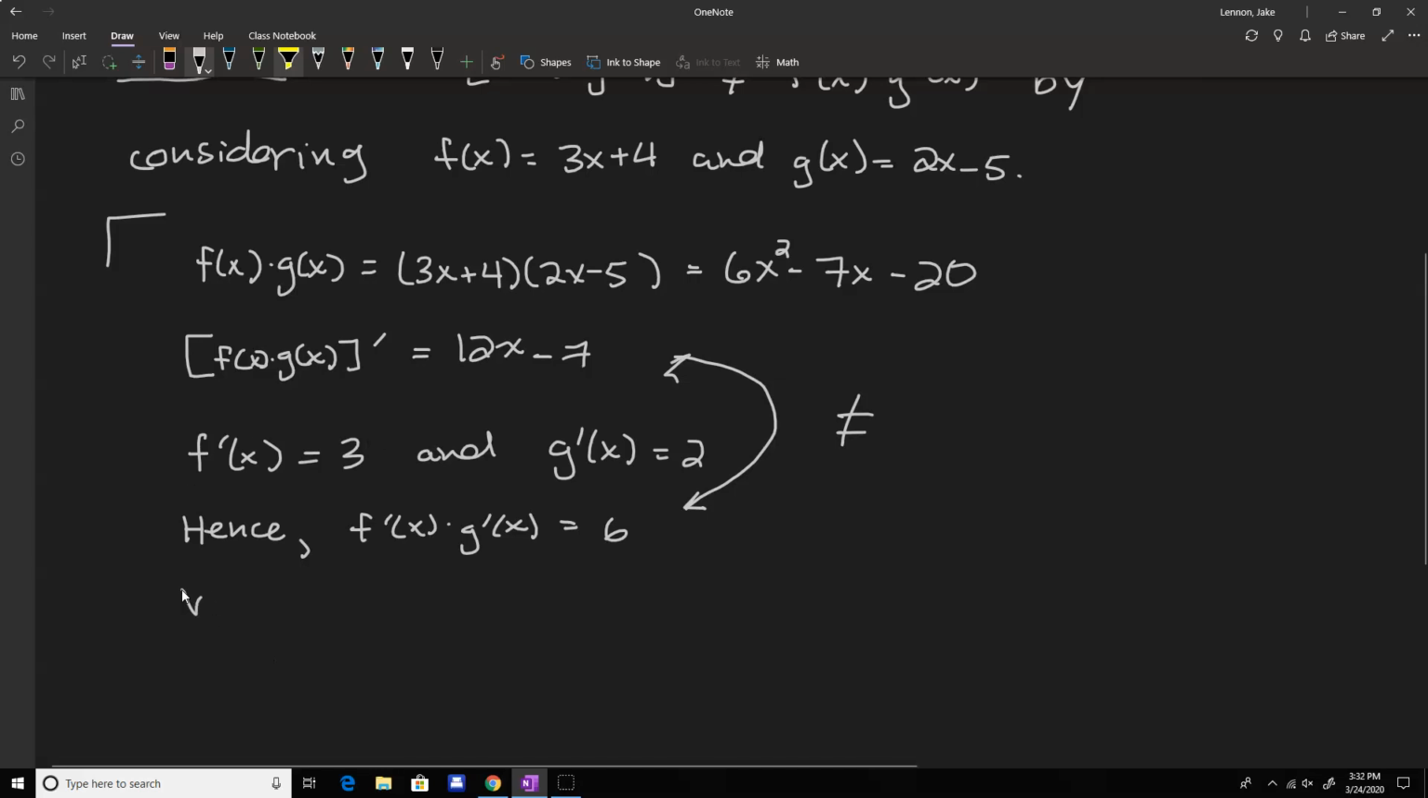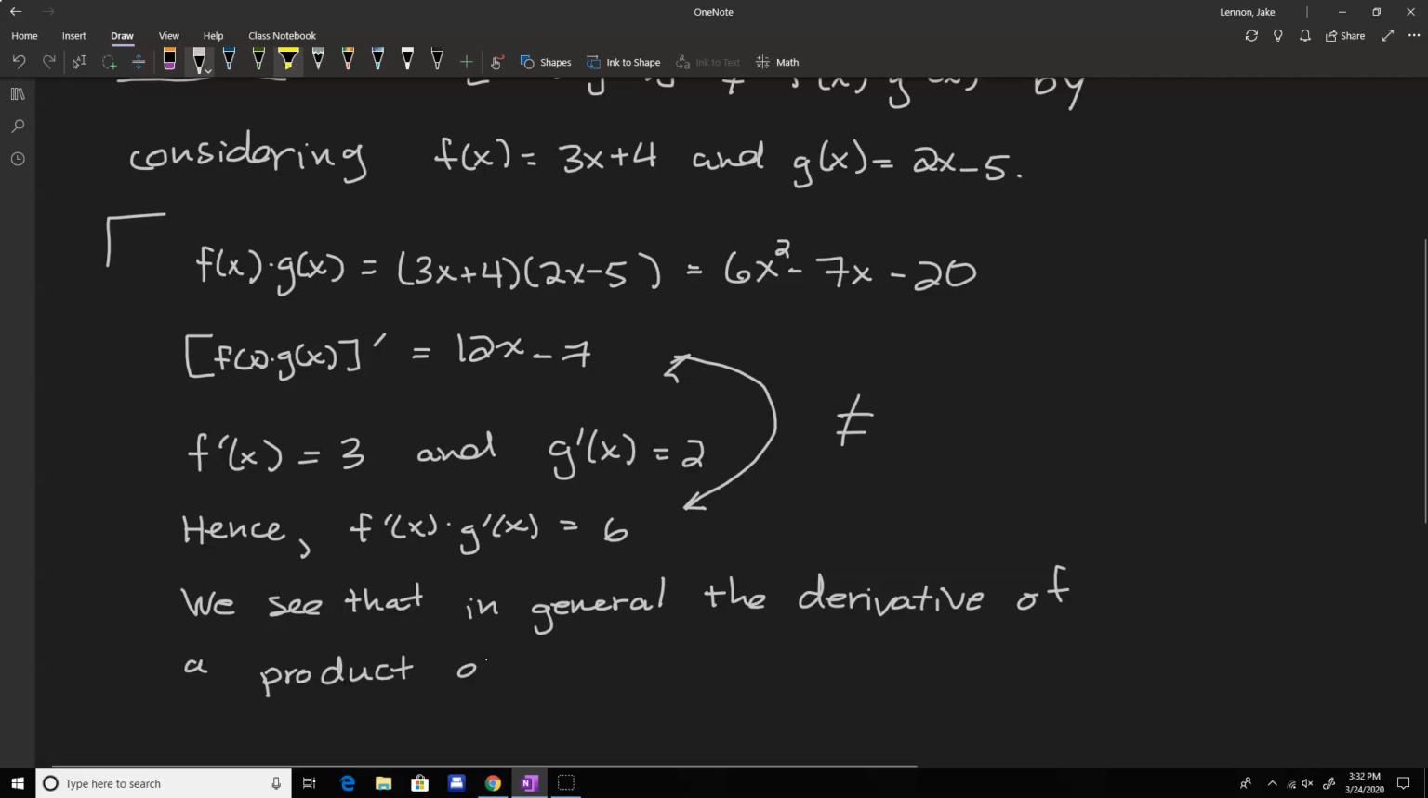So let's note that. We see that in general, the derivative of a product of functions is not the product of their derivatives.